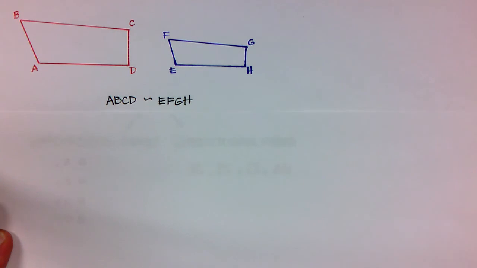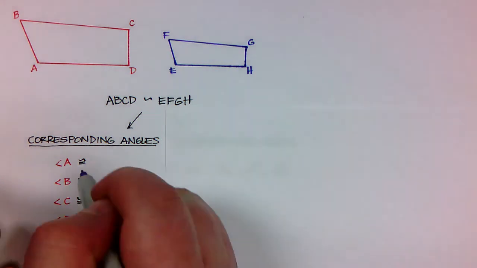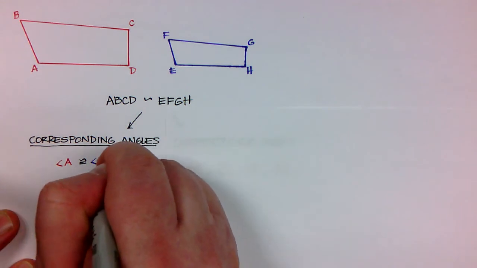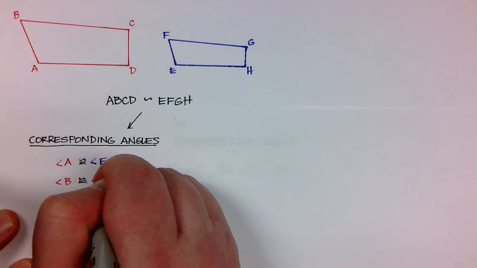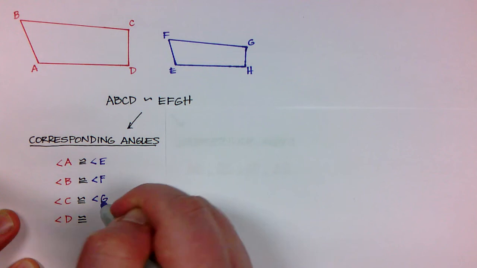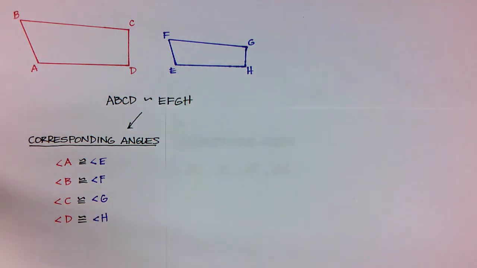And so based on what I have, if I was going to write down all of the corresponding angles, knowing that these were similar polygons, I would say that angle A is congruent to angle E. Angle B is congruent to angle F. Angle C is congruent to angle G. And angle D is congruent to angle H. If I was told that they were similar, these are things that I can assume right away, that the corresponding angles are congruent to one another.